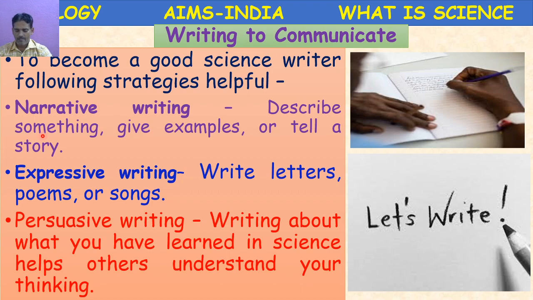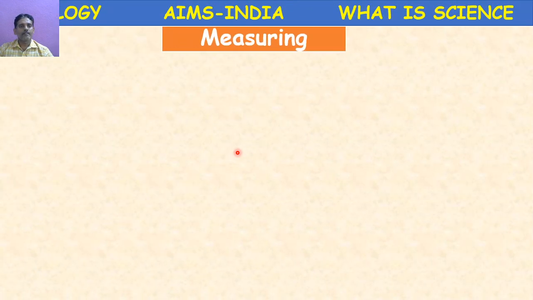Okay, children? Any doubt? Here, three types of writings. First one is informative writing. Second one, narrative writing. Third one, expressive writing. And the fourth one, persuasive writing. There are four types of writings involved in scientific research. Okay. Further, what we are going to discuss is that in scientific work, you need to measure. How to measure the results, how to analyze the data, we are going to discuss. So let us proceed. Measuring.